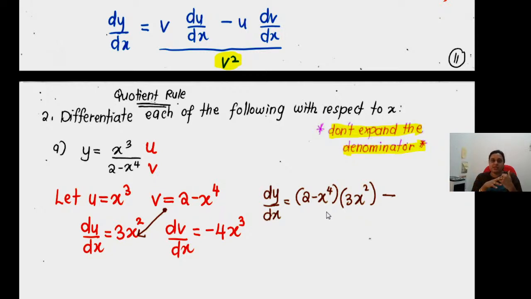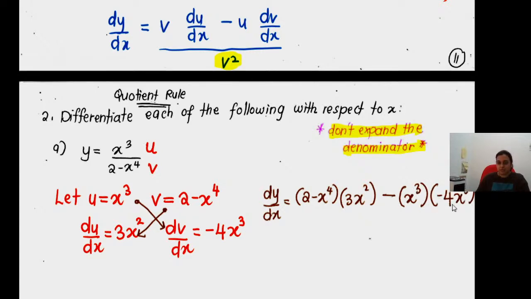Even when you learn, oh, you guys haven't. Oh yeah, you guys learned Form 4 indices. Remember the power? If multiplying, you add. If dividing, you subtract. Okay, it's the same concept. Okay, then minus, copy the u times the dv/dx. Okay, copy the u times dv/dx.